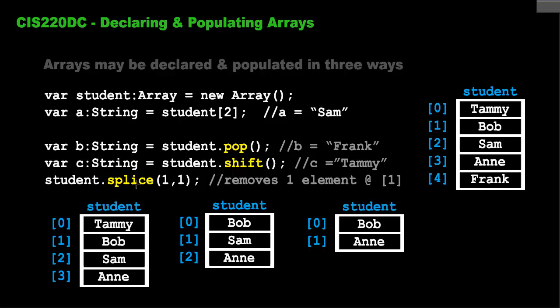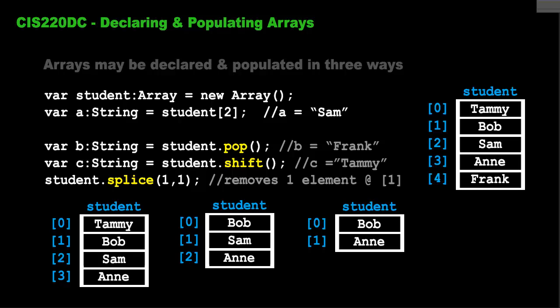And then we've used the splice command to add items in. We can also use the splice command to remove items. And so here, student.splice is going to remove the element at item 1, and the number of elements I want to remove is just 1. So it's going to pull Sam out, and I'm left with Bob and Ann.